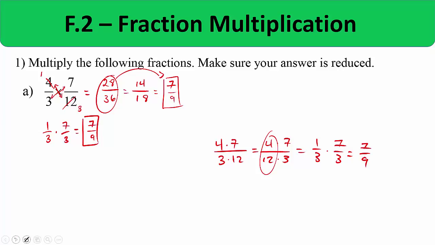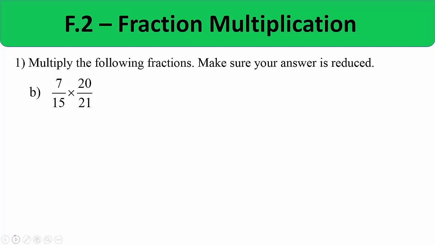So let's look at another example. Here we're multiplying. If we look at these two diagonals, 7 and 21, 7 divides into both of them evenly. So we cross-cancel. 7 divided by 7 is 1, 21 divided by 7 is 3. These two numbers, 15 and 20, have a common factor of 5. 15 divided by 5 is 3, and 20 divided by 5 is 4.